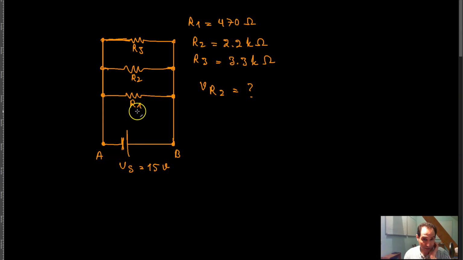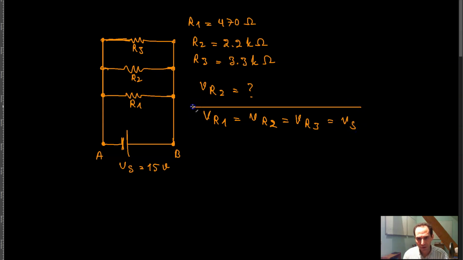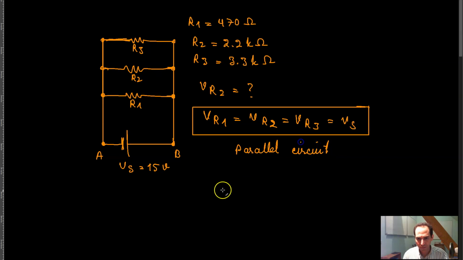Which logically means that the voltage across R1 is the same as the voltage across the power supply. The voltage across R2 is the same as the voltage across the power supply. And the voltage across R3 is the same as the voltage across the power supply. That's basically what parallel circuits are, or what they do. Which means that V of R1 is equal to V of R2 is equal to V of R3, which is equal to V of S. That is because you have a parallel circuit, right?